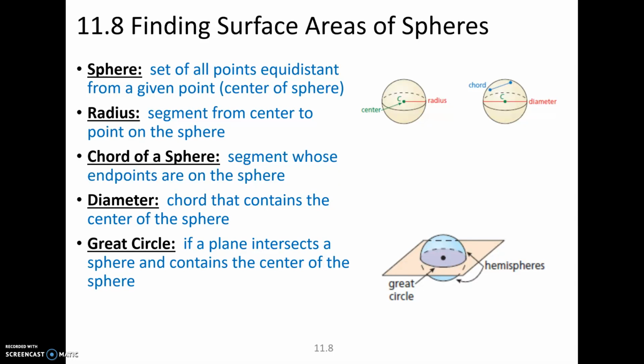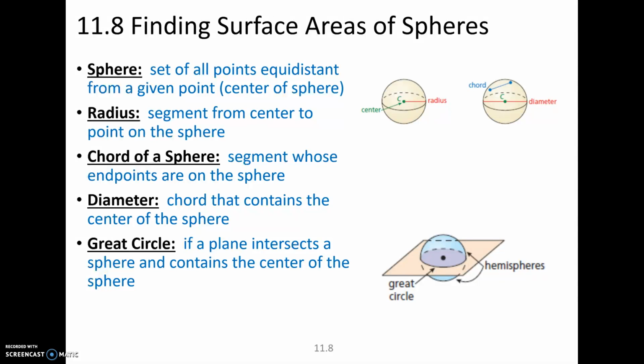Alright guys, so today we're going to do 11.8 notes, which is finding the surface area of spheres, and we're also going to do finding the volume of spheres. So remember, a sphere is a three-dimensional circle, where all points are equidistant from the center of the sphere.